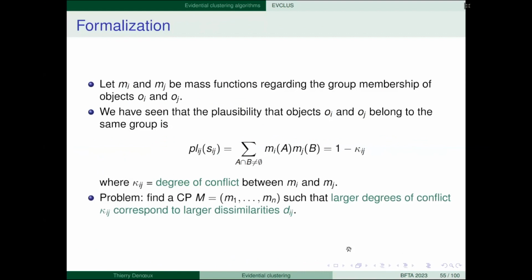So let Mi, Mj be mass functions about two objects Oi and Oj. We have seen before that the plausibility that objects i and j belong to the same group is 1 minus the degree of conflict between Mi and Mj. So we want to find a Credal partition such that larger degrees of conflict between any two mass functions correspond to larger dissimilarities. The smaller the distance, the less conflict, and the larger the distance, the more conflict.